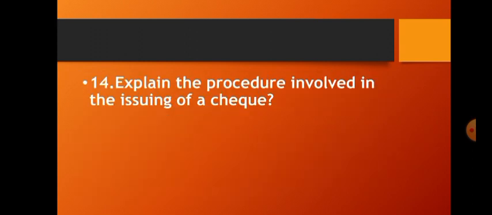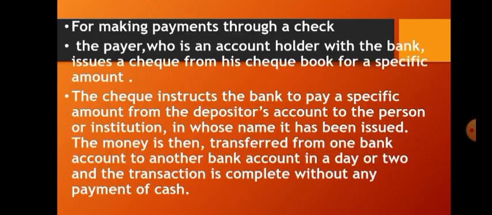Explain the procedure involved in the issuing of a check. For making payments through a check, the payer, who is an account holder with the bank, issues a check from his checkbook for a specific amount. The check instructs the bank to pay a specific amount from the depositor's account to the person or institution in whose name it has been issued. The money is then transferred from one bank account to another bank account in a day or two, and the transaction is complete without any payment of cash.